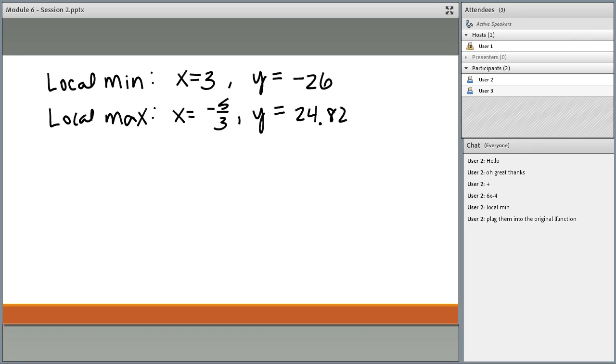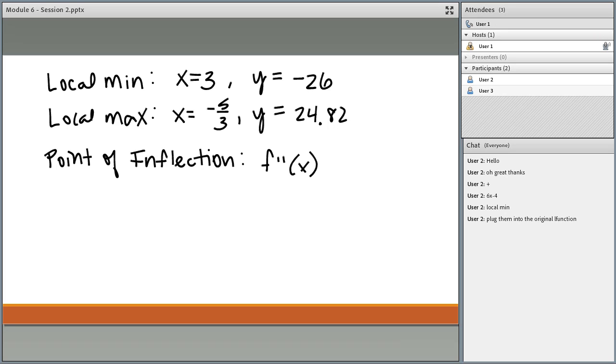So now let's find the point of inflection. So remember, the point of inflection is where the graph changes from concave up to concave down. So concave up and concave down deal with the second derivative. So the point of inflection happens when the second derivative equals 0. It's basically a critical value, but instead of finding where the local max or the local min happens, it finds out where the point of inflection is, or where the graph changes from concave up to concave down.